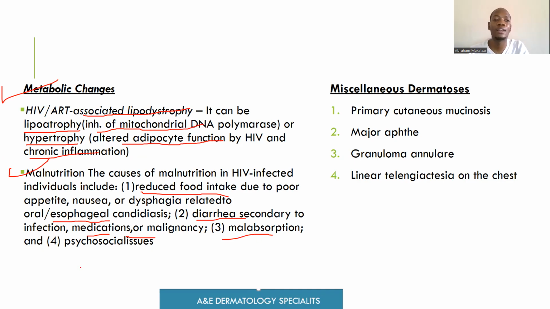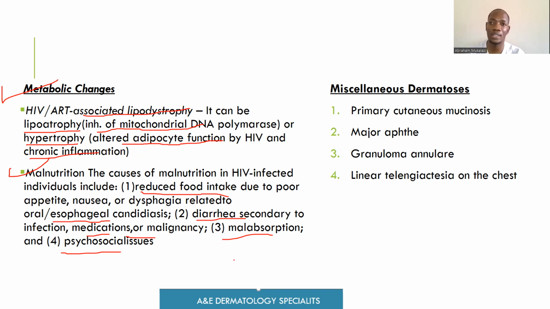Then it can end up with malabsorption and also social issues like poverty and the rest. And the psychiatric issues, because of the depression, the anxiety, and psychiatric disorders that can also manifest with HIV, like HIV psychosis and the rest, can also impede eating, and then someone ends up with malnutrition.